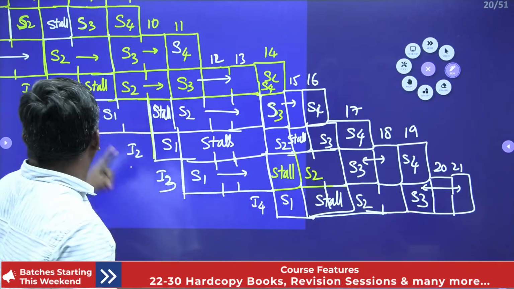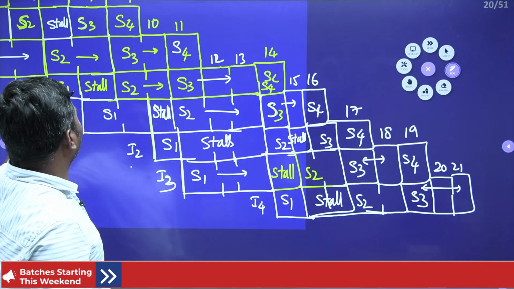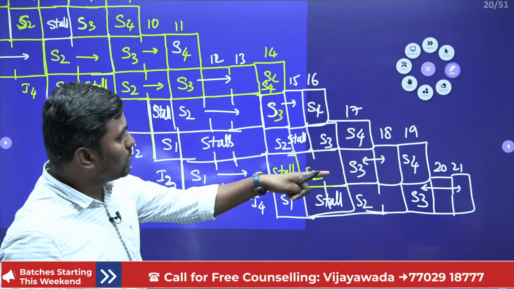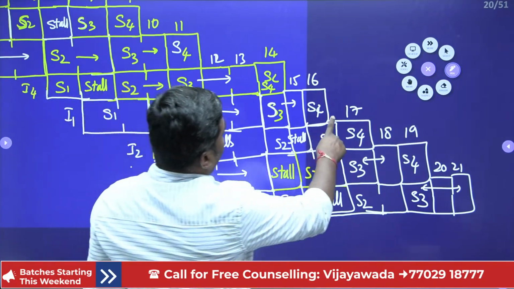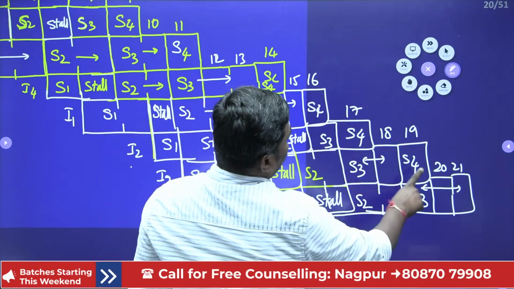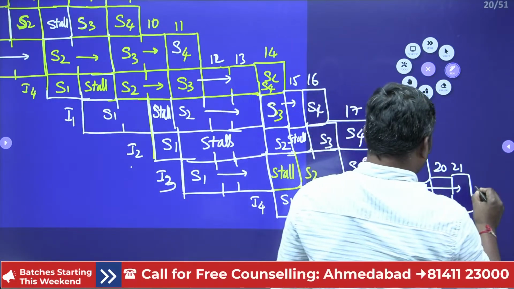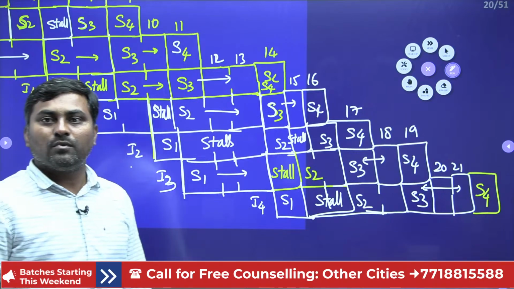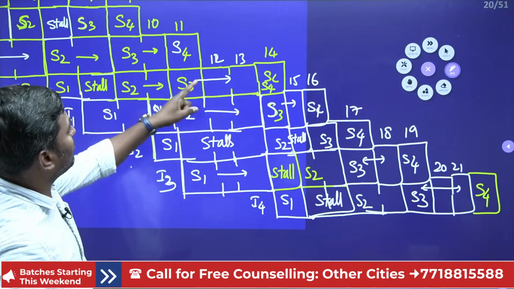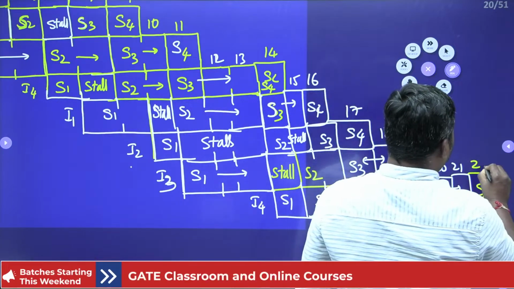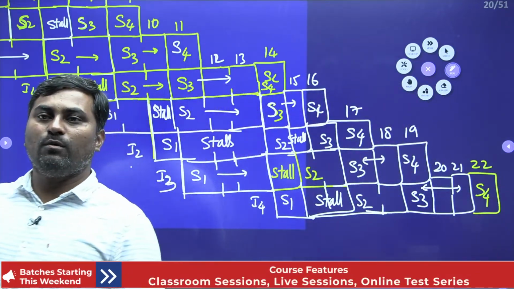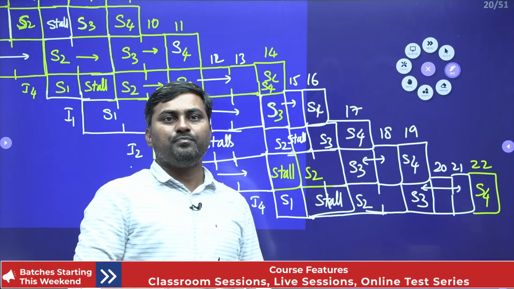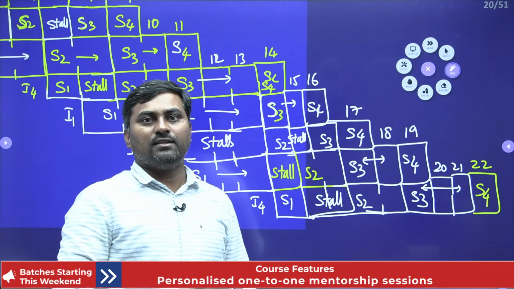So I4 takes stage 1, 1 clock cycle. Stage 2 takes 2 clock cycles. Stage 3 takes 3 clock cycles, 1, 2, 3. So the numbers are 15, 16, 17, 18, 19, 20, 21. Then how many clocks does S4 take? I4's S4 takes 1 clock cycle, at 22. At 22 it is completing, yes? This is clear?